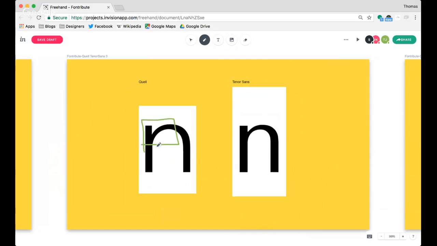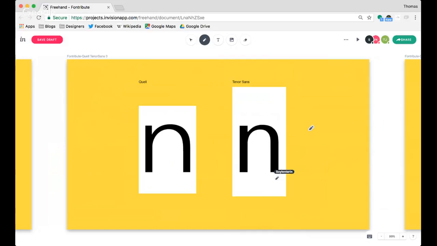This is a much smoother transition. It's not this kind of rapid thinning effect I'm seeing here in Tenor Sans. This much smoothed out approach over in Quell. So that was probably the first thing I saw comparing these two slides. Erin, what are you seeing in it?